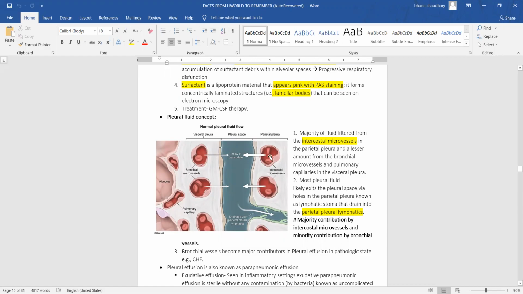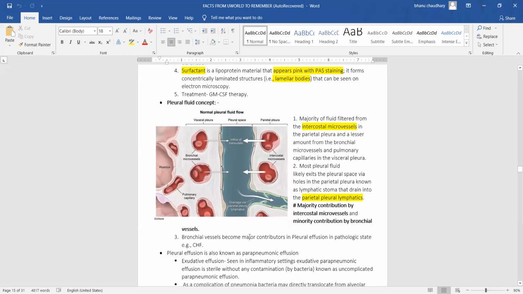So if you have damage in the intercostal vessels, you can have more fluid. If you get a backup of fluid in these arteries, then you can have more fluid leakage. If you get a blockage in the lymphatic drainage, then again you will get more fluid. In a normal scenario, the majority is contributed by the intercostal vessels, but in case of a heart failure, the majority is contributed by the pulmonary vessels. So remember this condition also.